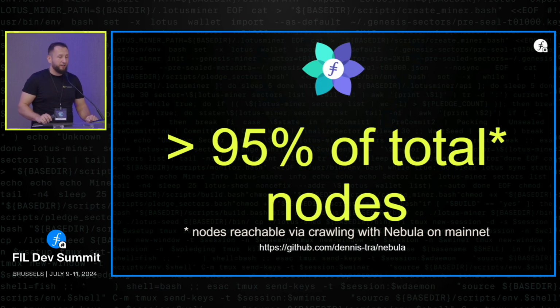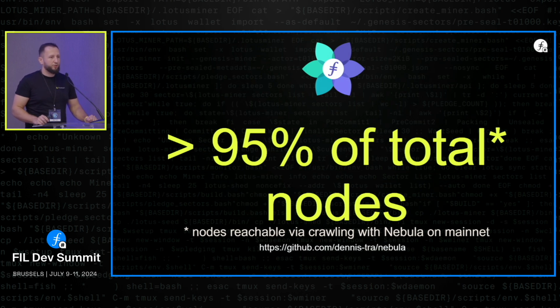I actually did an experiment two weeks ago with the Nebula DHT crawler, and it turned out that over 95% of total crawlable nodes on the mainnet network are Lotus. Disclaimer: those are reachable nodes.